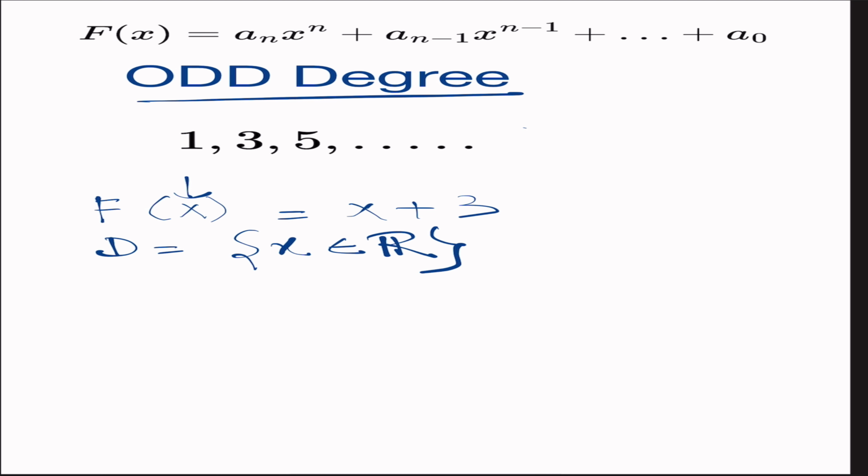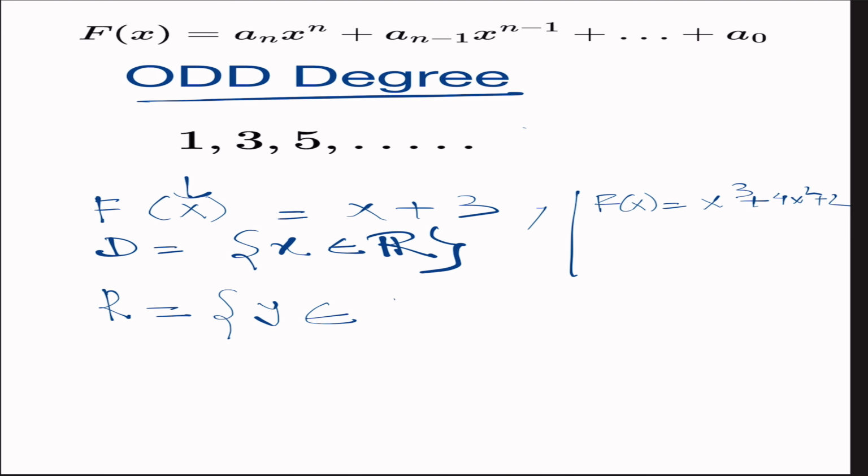Now what's going to happen when you look at the range? For the range, it's the same thing. Let's say f(x) = x cubed + 4x squared + 2. You can put any x values and you'll get any y values. That means the range is the same thing: y is all the real numbers.